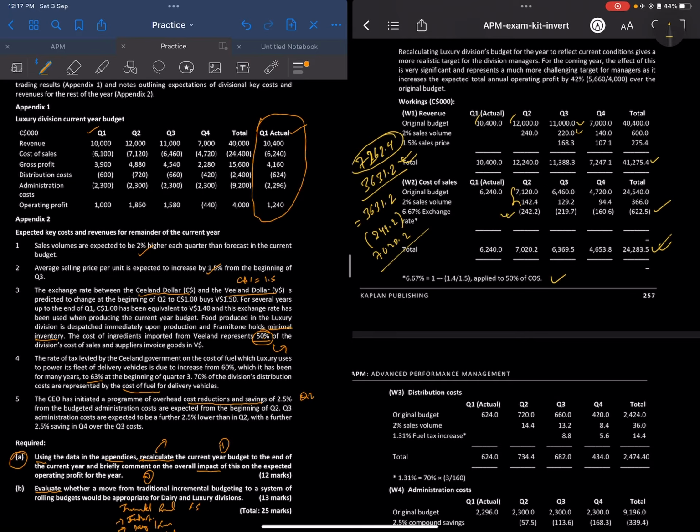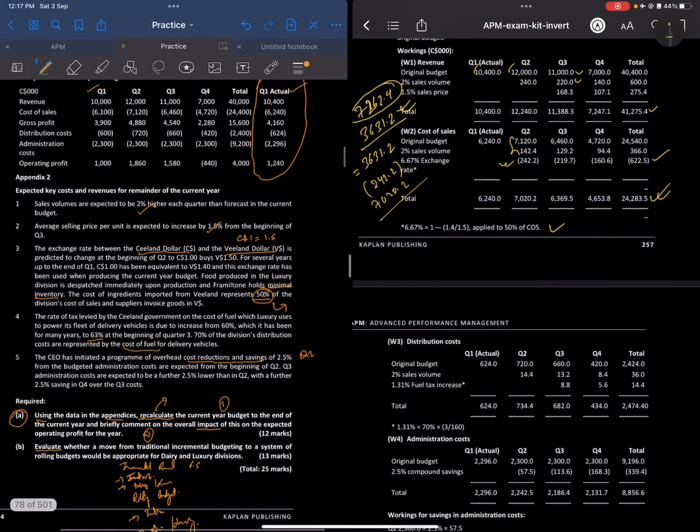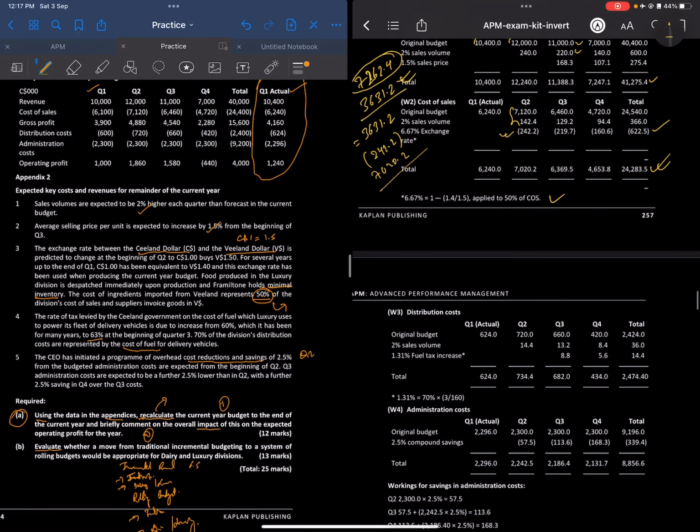So for distribution cost, there was something relating to this as well. 70% of it is associated with the cost of fuel. So for distribution cost, we just write the original budgeted figure. That is also dependent on the volumes, right? So we write the 2% volume increase, and then we write what the increase in fuel cost is. So fuel cost increases. So 70% of how much?